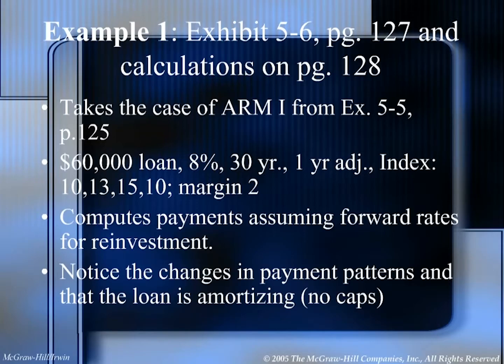This takes the case of ARM 1, where in this case, a $60,000 loan, we're going to start with an initial rate at 8%, 30-year mortgage, 1-year adjustable, and they're going to give you what the index is. So they're telling you what the index is: 10, 13, 15, and 10. At the end of year 1, it goes to 10 plus the margin of 2. And then we compute the payments, assuming these forward rates, and we assume that there are no caps.